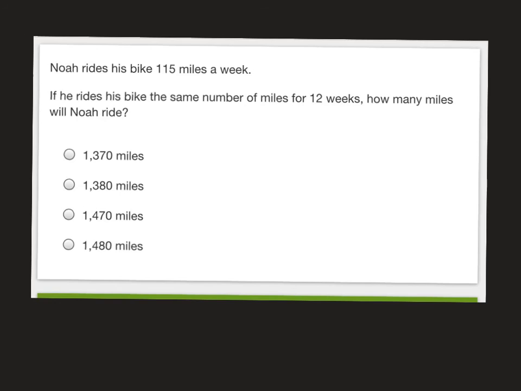All right, next one is a word problem, but all it's asking you is saying that Noah rides his bike for 115 miles per week. If he rides his bike the same number of miles for 12 weeks, how many miles will Noah ride? So they want the total. So all we're going to do is say 115, and we're going to multiply that times 12.